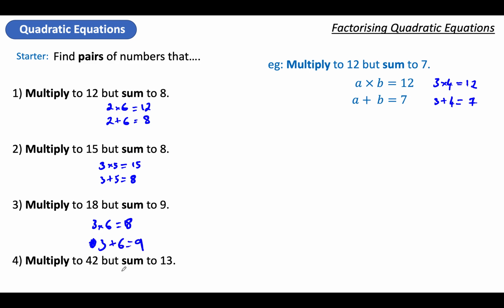And then lastly, we've got multiply together to make 42, but sum together to make 13. Well, that's going to be 7 and 6, because 7 times 6 is 42, whereas 7 plus 6, I don't know why I wrote 3 there, 7 plus 6 is obviously 13. Alright, so you get the idea. Now this is a crucial skill for when you're factorising quadratic expressions.